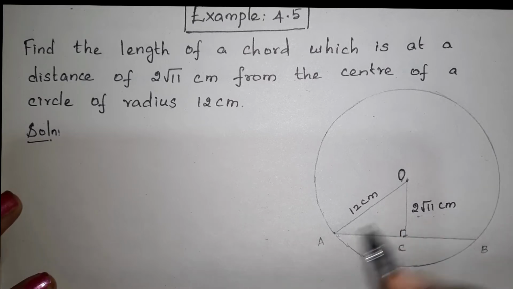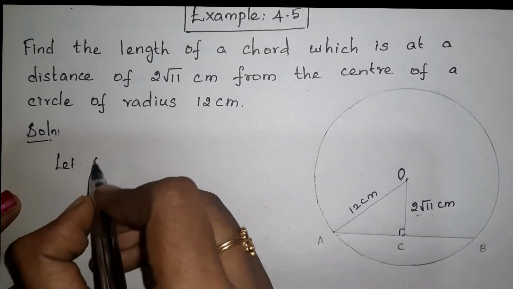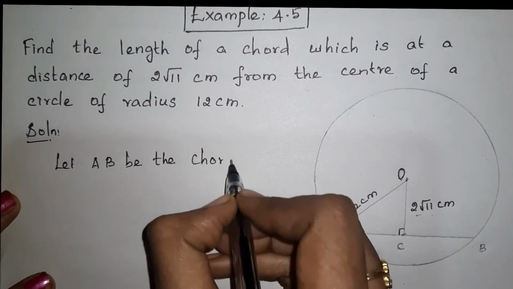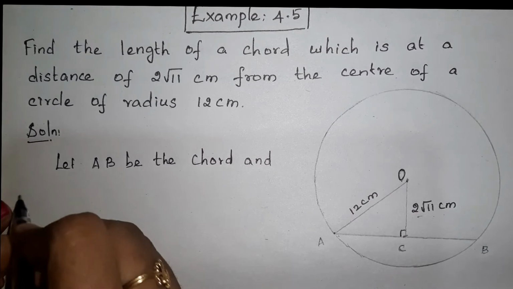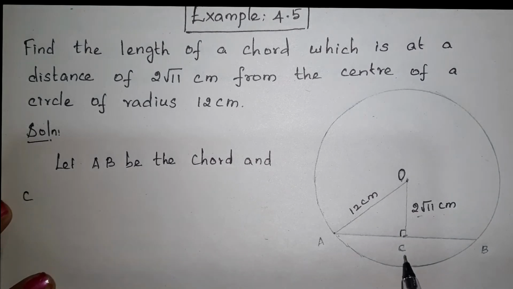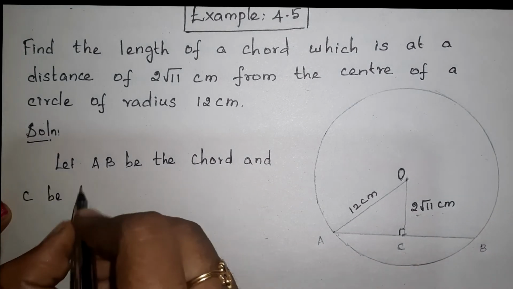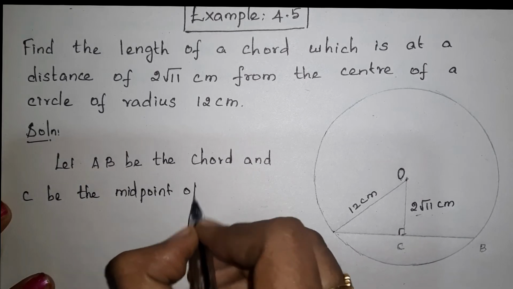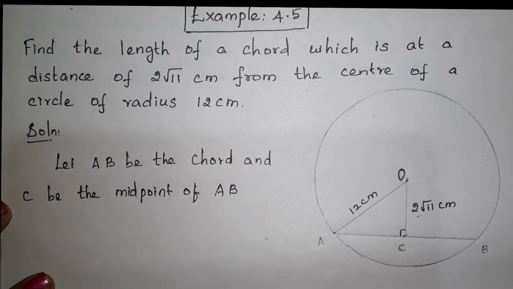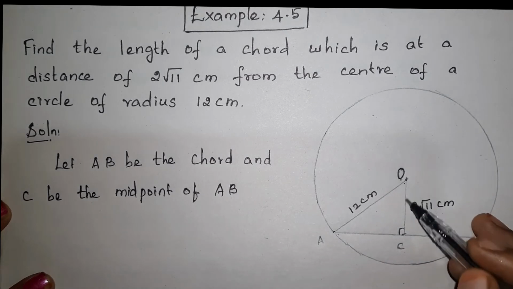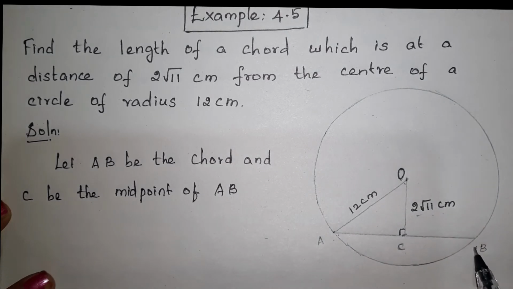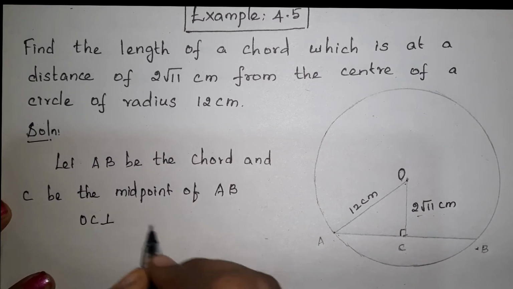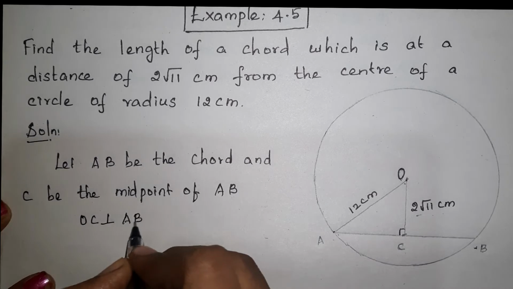So what is given? First we can write it. Let AB be the chord and C be the midpoint of this AB. Next, what is known? See this. This OC is perpendicular to this chord. So you can write that OC is perpendicular to AB, the chord AB.